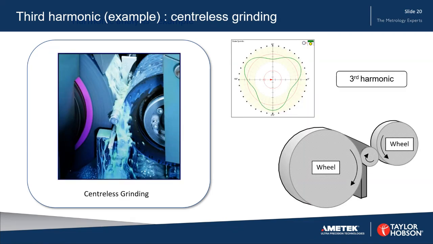Another cause of the third harmonic is centerless grinding, where the forces of the wheel and the thing holding the part put forces onto the component which create a very characteristic shape for centerless ground parts. So this can tell us a lot about our manufacturing process.